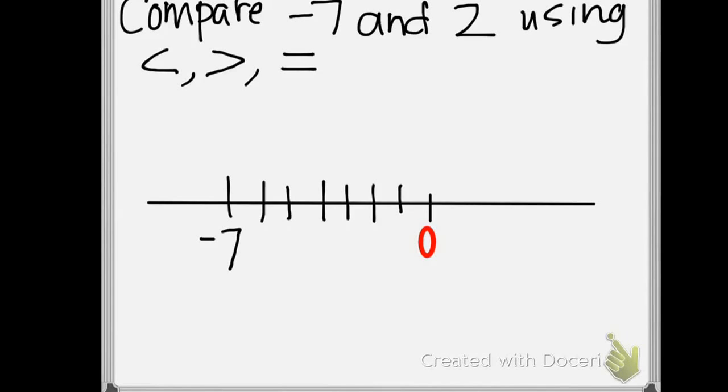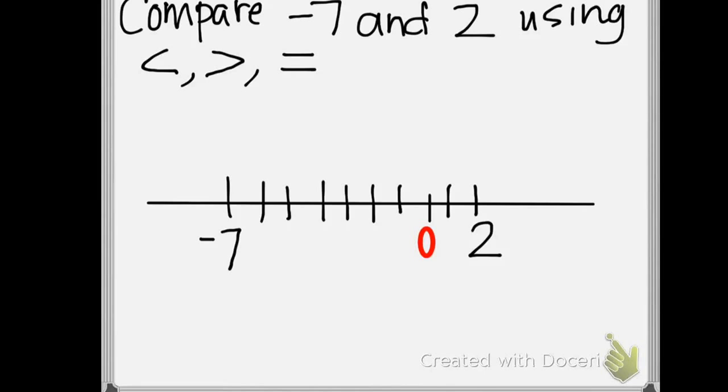Next, you'll graph your +2. 1, 2. We know that all positive numbers are to the right of the number line. So, is -7 less than, greater than, or equal to 2? Go ahead and press pause while you figure that out. And you should come up with an answer of -7 is less than +2.